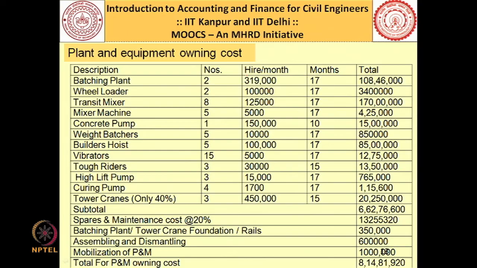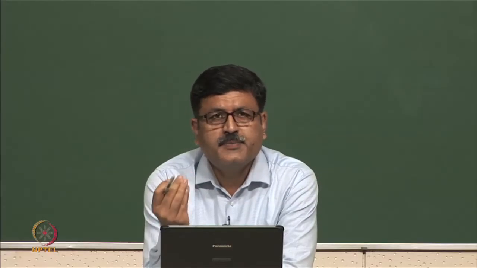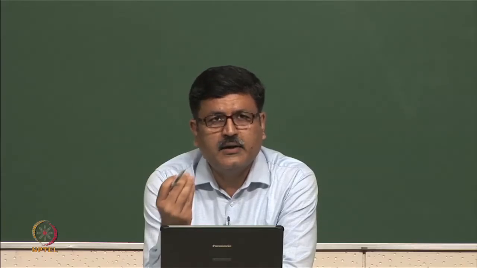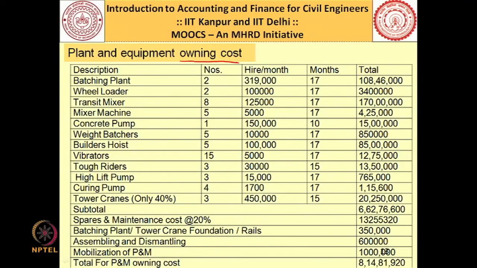So, the first component of cost is plant and equipment owning cost. How much exactly you need in order to own these plants. Now, some companies have their own plants, some of them take it on hire. Irrespective of whether you own it or lease it or hire it, you have to understand what the hire charges on a monthly basis are that you will be incurring.